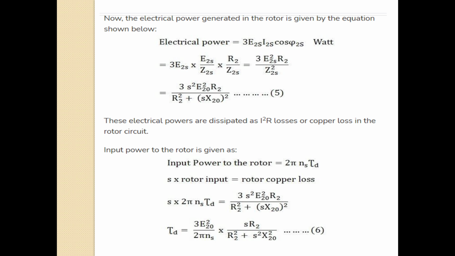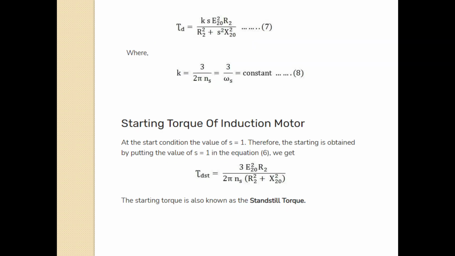Then find out the value of TD. So TD is equal to 3 E2 naught square divided by, this value goes to the opposite side, so it becomes division. So 2 pi ns into S R2 divided by R2 square plus S square X2 naught square. This is equation number 6.